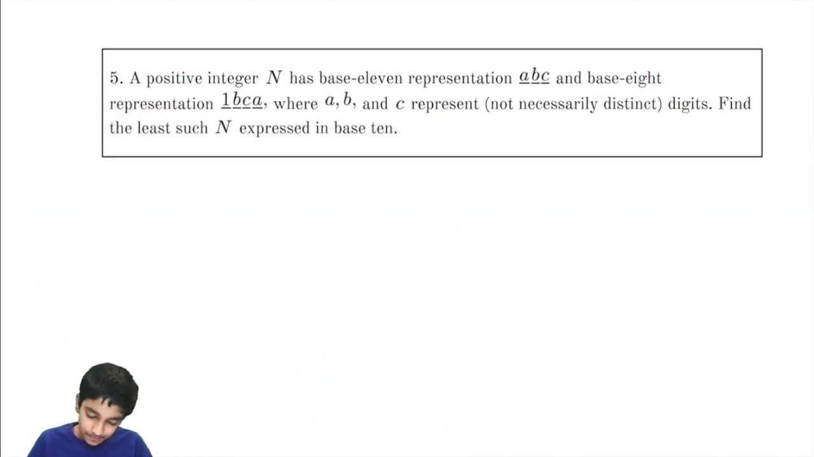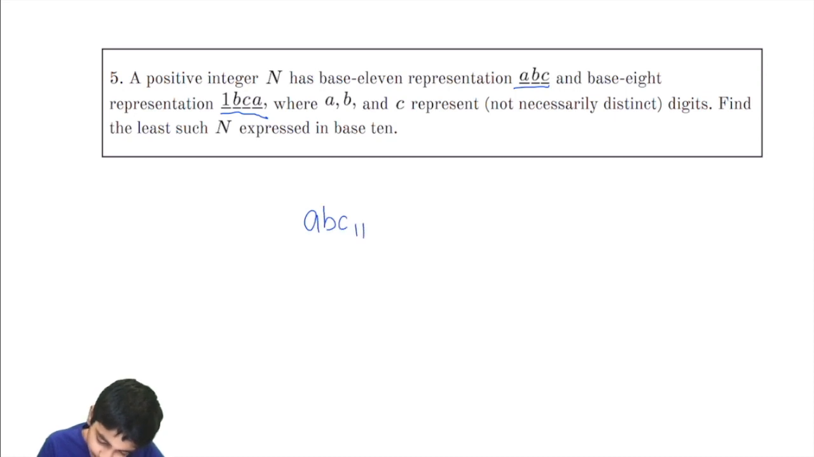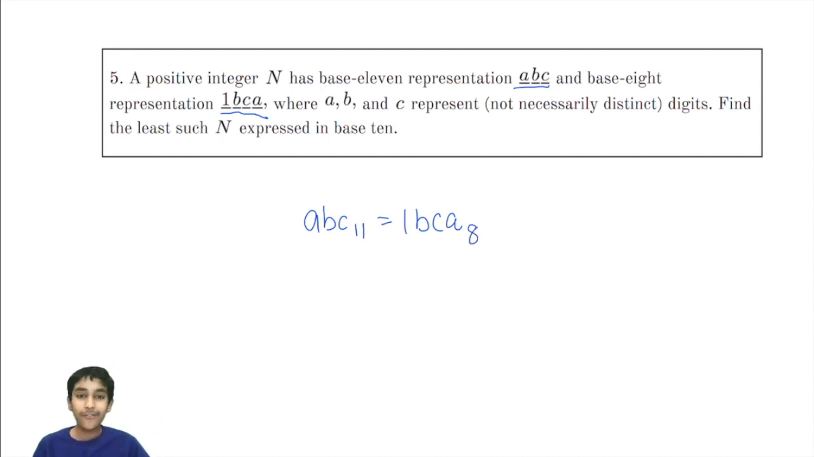A positive integer n has a base 11 representation ABC and a base 8 representation 1BCA, where A, B, C represent not necessarily distinct digits. You want to find the least possible value of n expressed in base 10. So, in simple terms, we have ABC base 11 is equal to 1BCA base 8. So how can we find the value of this?